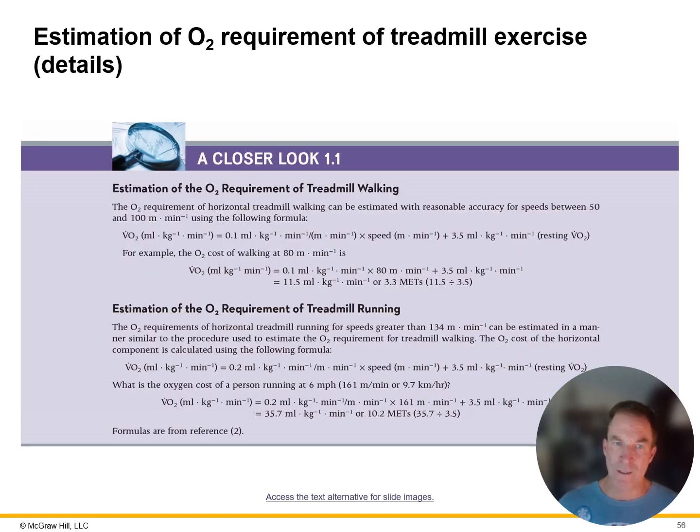Okay, and now they're looking at estimation of treadmill walking versus treadmill running, and there are different formulas for that. But we'll show you a bit of both. But again, we're going to do one on you guys walking compared to, again, the Rockport walk test VO2 max estimation.